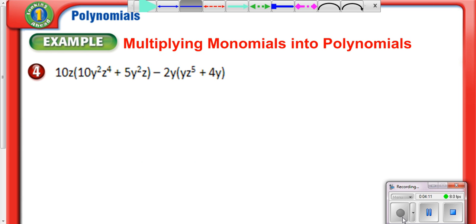Last example here, example 4. I'm going to let you try to work through this problem. Again, here we are starting with a monomial, and we are distributing into this binomial because it has two terms. And we're going to take negative 2y and distribute into this binomial. So go ahead and distribute your 10z first. Pause the video, see what you come up with.